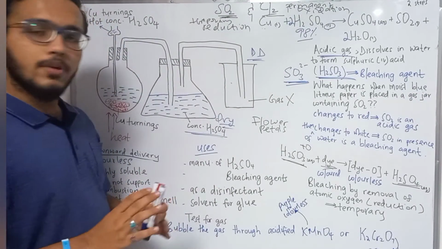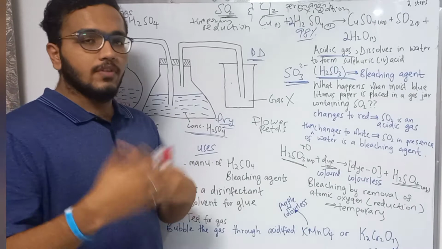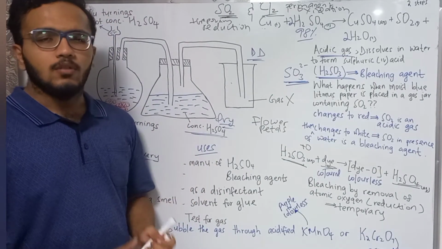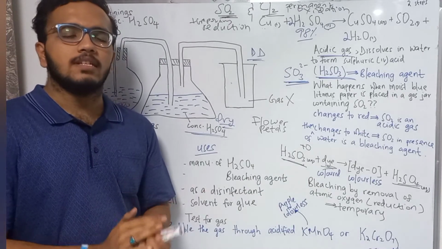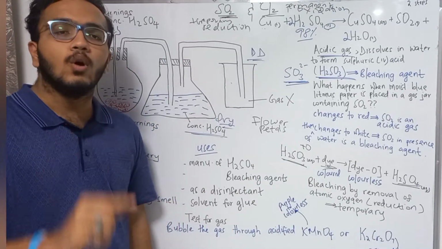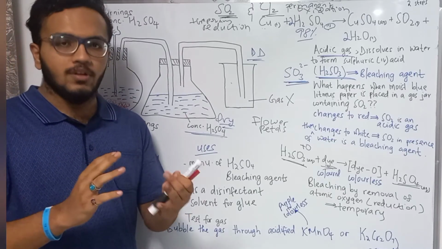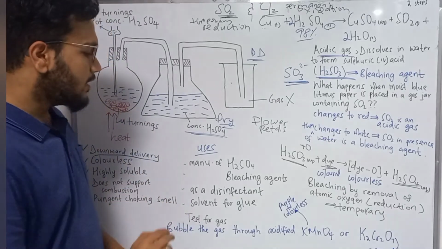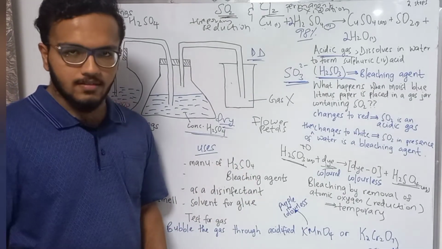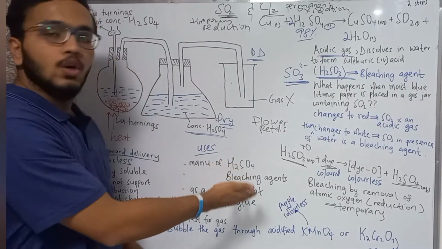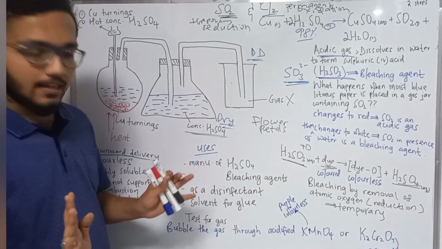Now before we go into the reduction and oxidation further properties, let's look at the uses of sulfur 4 oxide. Now the main and the most important use is in the manufacture of sulfuric 6 acid. That's the most important one, you have to have it on your fingertips. Another one is manufacture of bleaching agents, used as a disinfectant and a solvent for glue. You just need to know them the way they are.